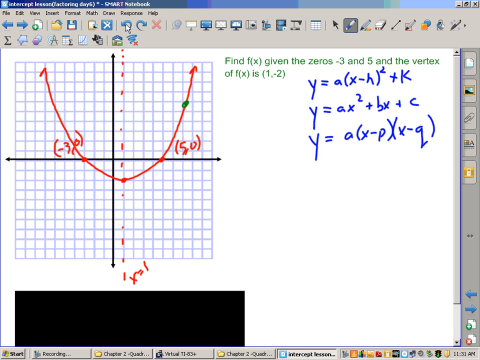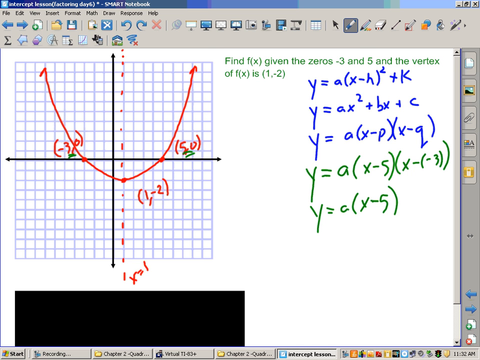What was my vertex again? There we go. Negative 1, 2. So I'm going to plug in 5 for P and negative 3 for Q. So we have y equals a times x minus 5 and x minus negative 3. Solve there for, what are we missing? The A, that compression or stretch factor. How are we going to go about solving?